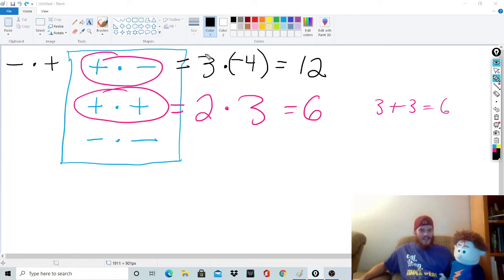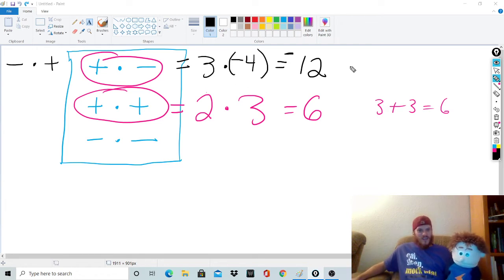So this is a positive times a negative. That means this answer is going to be negative. Why? Because only one of these is negative. Negative times positive, it's still going to be negative. Positive times negative, still going to be negative. Anytime only one of them is negative, or an odd number of them is negative, I'll explain that in a second, it's going to be a negative. So this is -12.